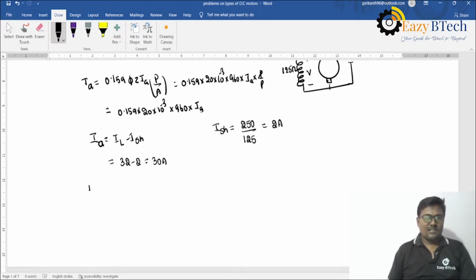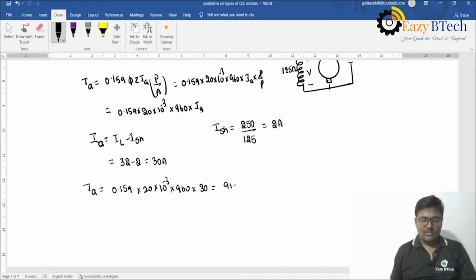What is the armature torque now? Armature torque is equal to 0.159 into 20 into 10 to the power of minus 3 into 960 into 30. If you use a calculator, you will get 91.584 Newton meter.